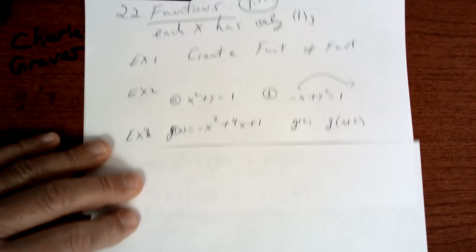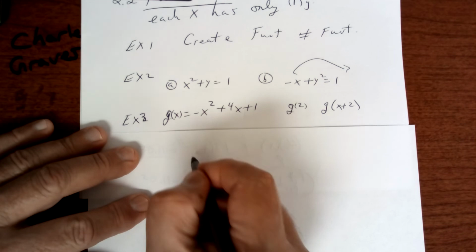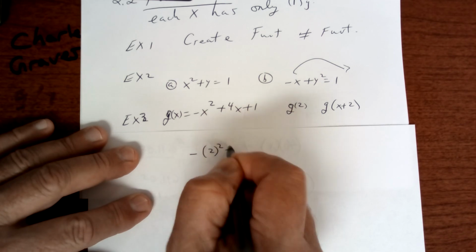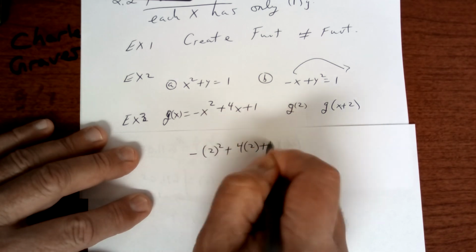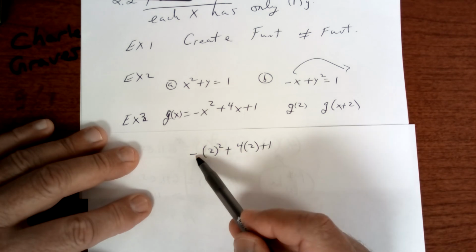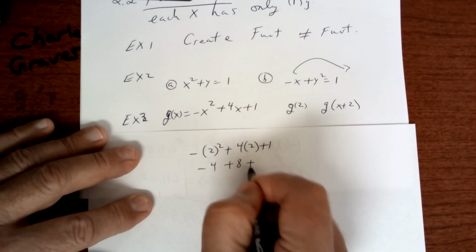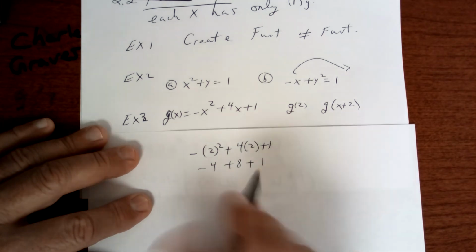This one right here, all you do is just plug in your 2. So it's going to be negative, and then 2 squared plus 4 times 2 plus 1. And then you work that out. Remember, you got to square this first and then pop the negative on it. So that would be a negative 4 plus 8 plus 1. That gives you 4 plus 1. I get 5 out of that.